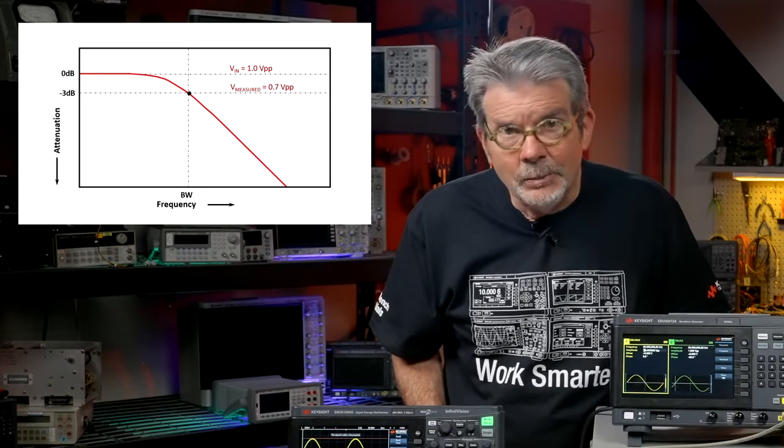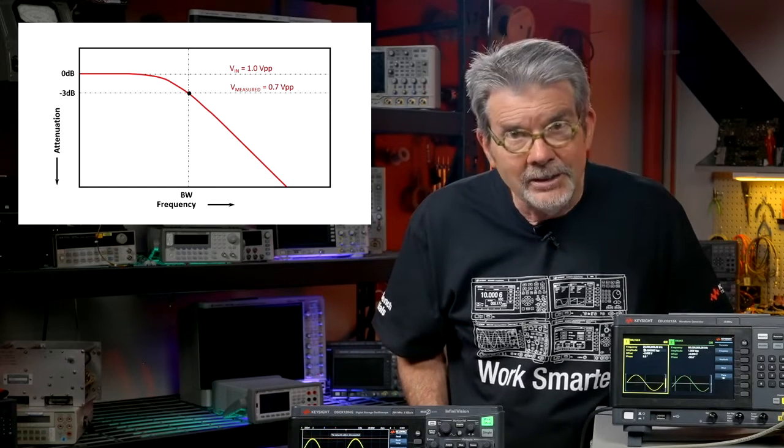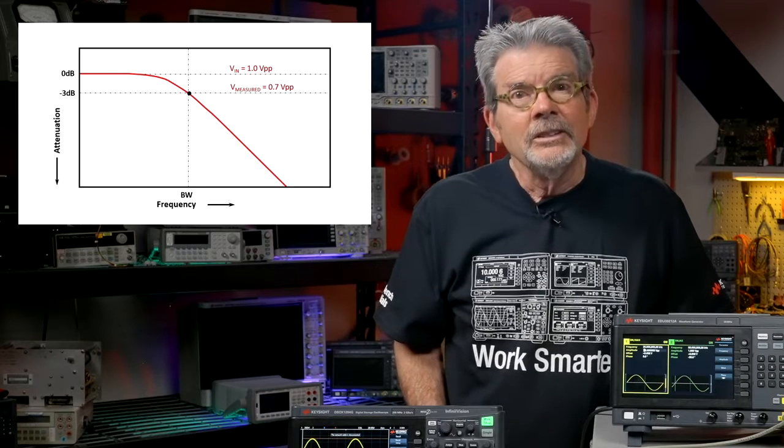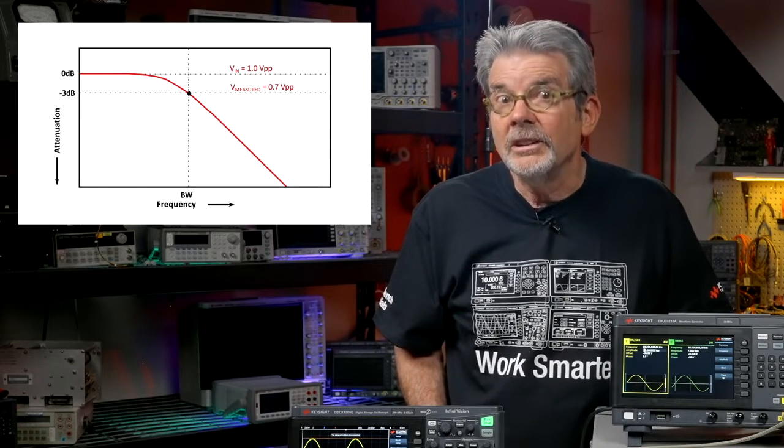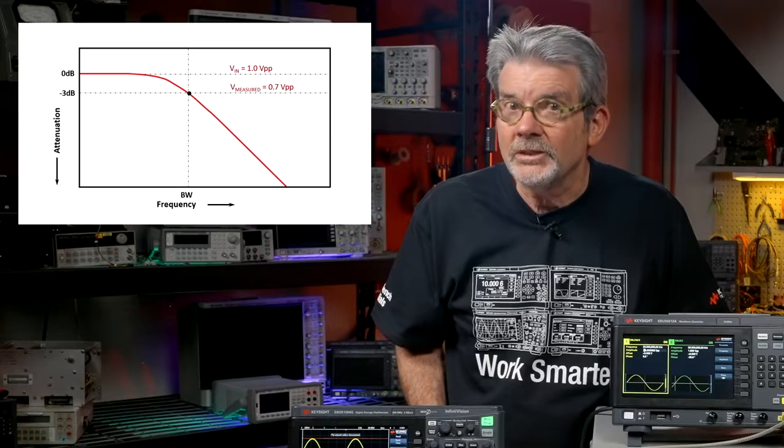Unfortunately, we don't live in a perfect world, and scopes don't have infinite bandwidth. The -3 dB point is where oscilloscope bandwidth is specified. -3 dB is equivalent to an absolute gain of 0.7, which means that the input signal at the bandwidth frequency can be attenuated by as much as 30%, which is a significant amount of error.